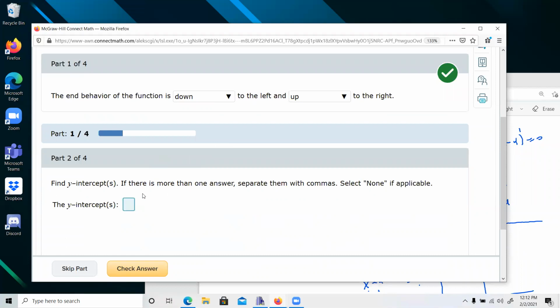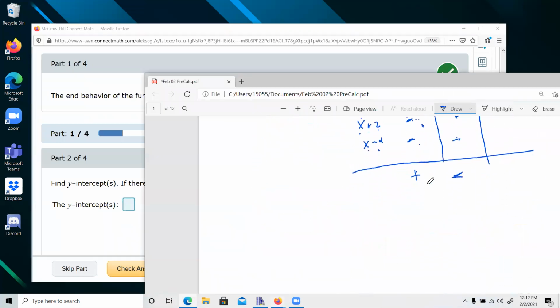Find the y-intercept; if there's more than one answer, separate by comma. Intercepts are where the variables take turns being 0. You set one variable equal to 0. Now, is it a y-intercept or an x-intercept? Which one do we go with?